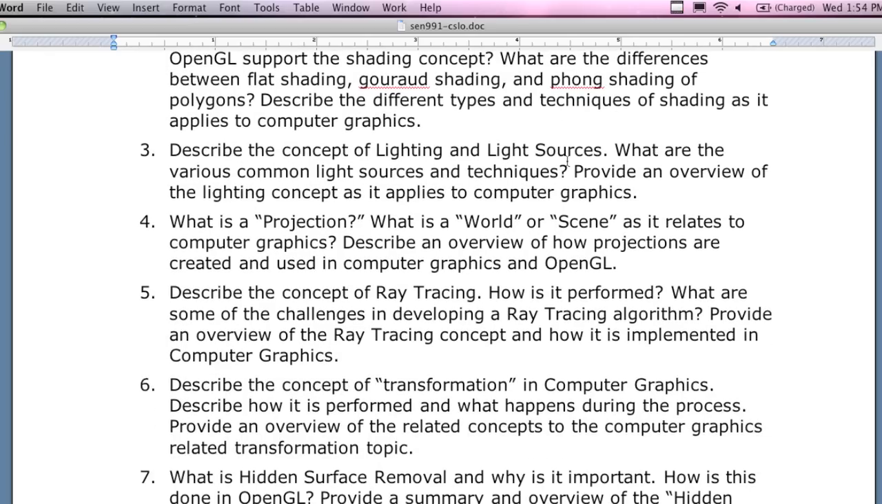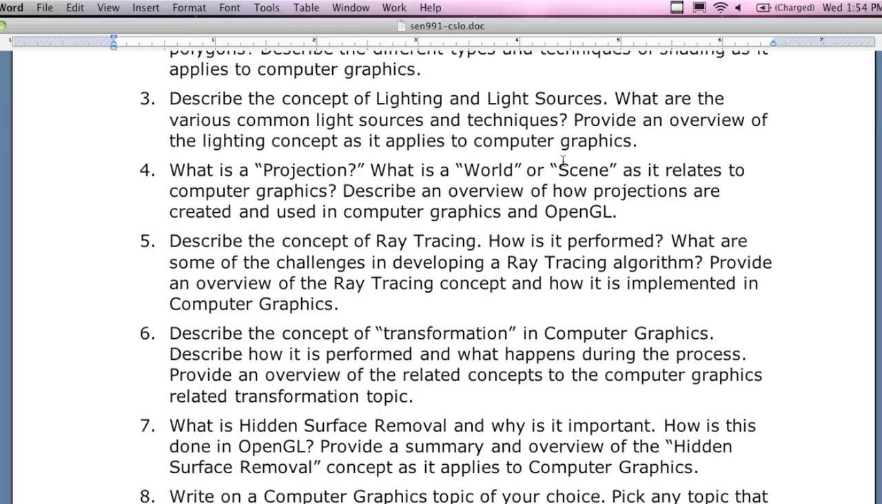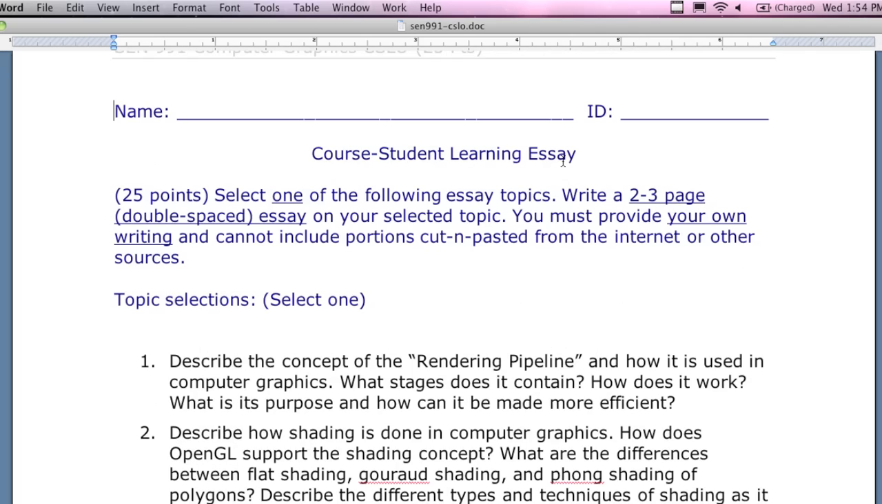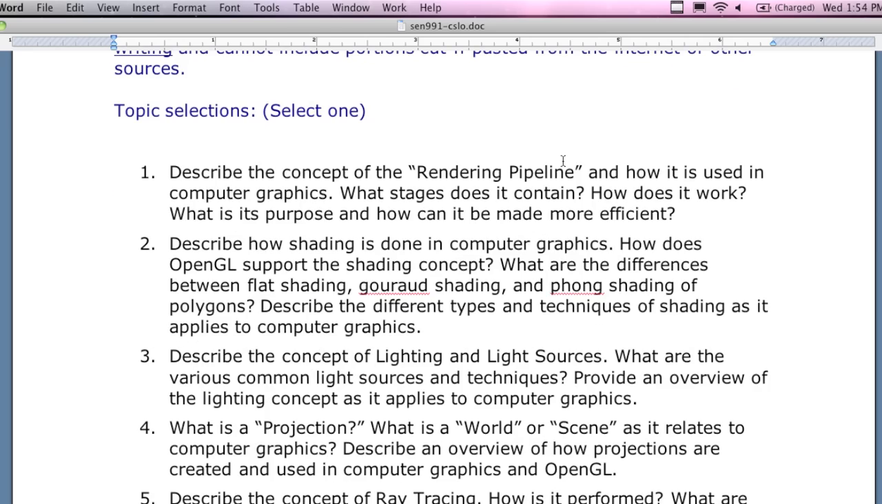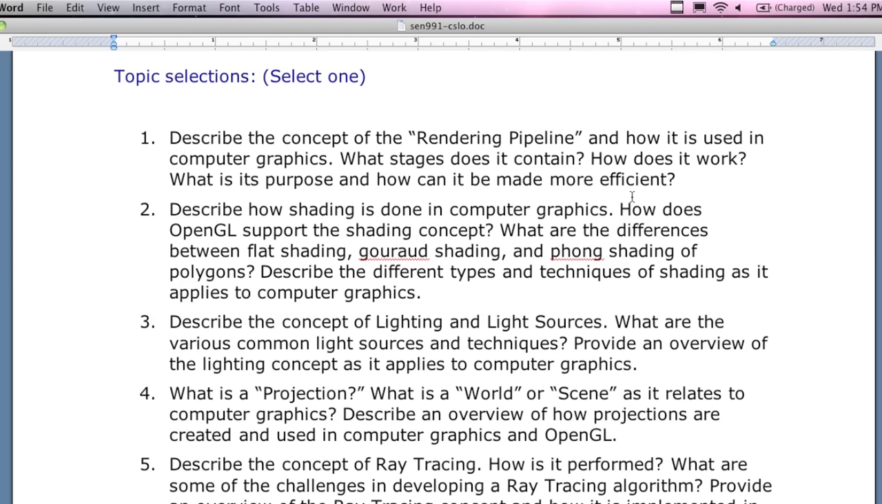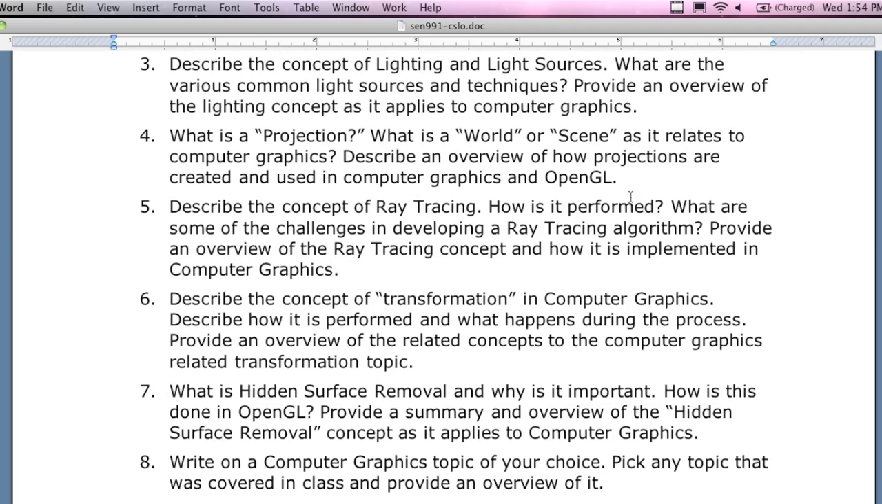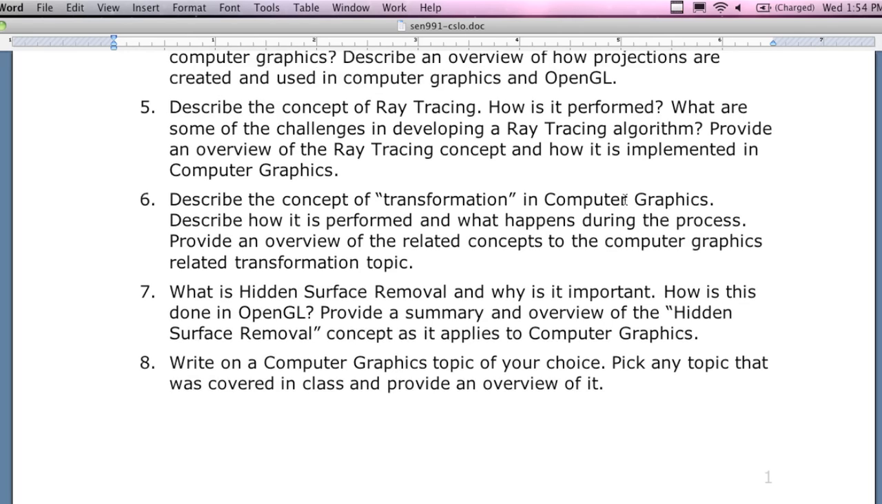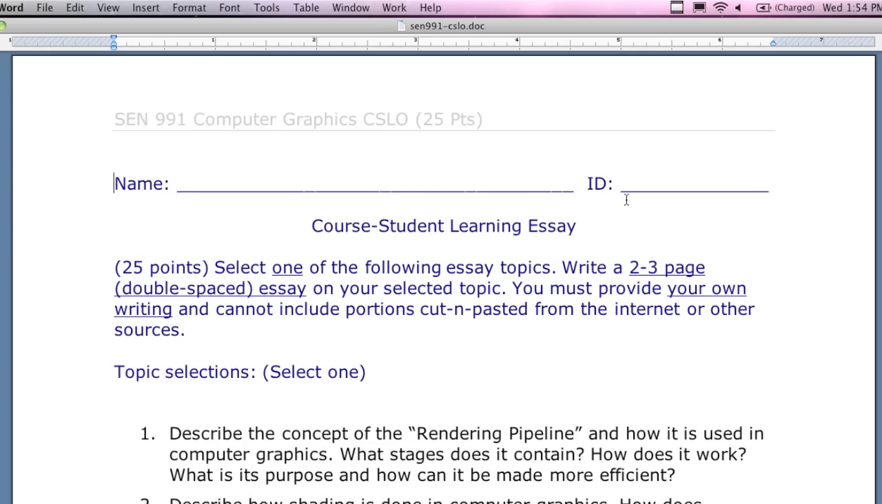Alright, so I might adjust these topics. When I have everything ready, I'll go through this again. But you'll have to pick one of these topics. These topics, I believe, might be a little too complicated, but we'll see. I have to review this stuff. But you're going to pick one of these topics, a topic of your choice, and write about it. And it probably is going to require some research.